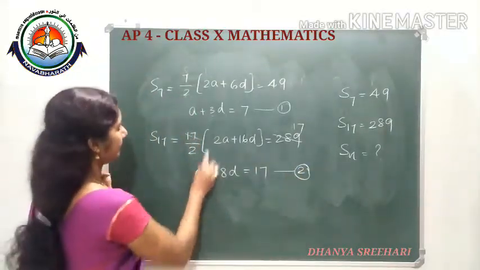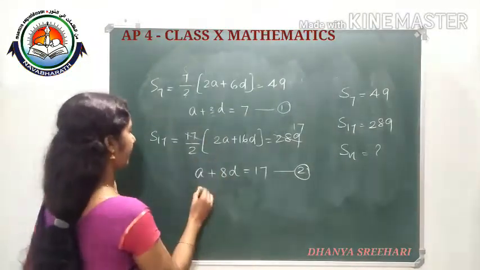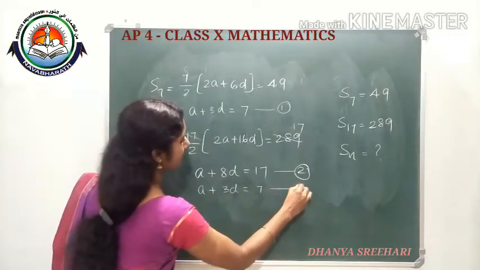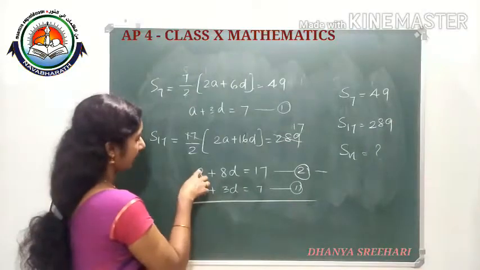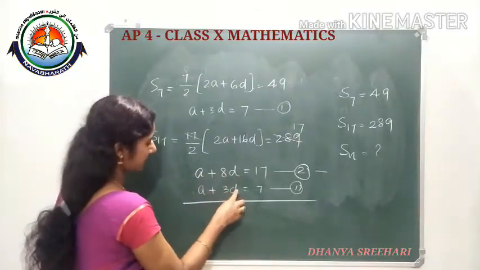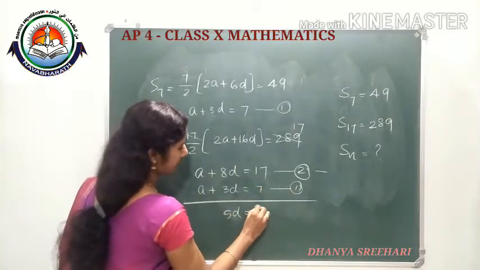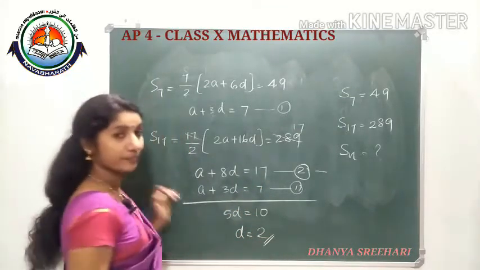Okay. Then from these two equations we need to solve for a and d. Writing the first equation below this one, 3d is equal to 7. Doing subtraction since a's coefficients are equal, a minus a becomes 0. 8d minus 3d is equal to 5d, equal to 17 minus 7, which is 10. So we got the common difference is equal to 2.